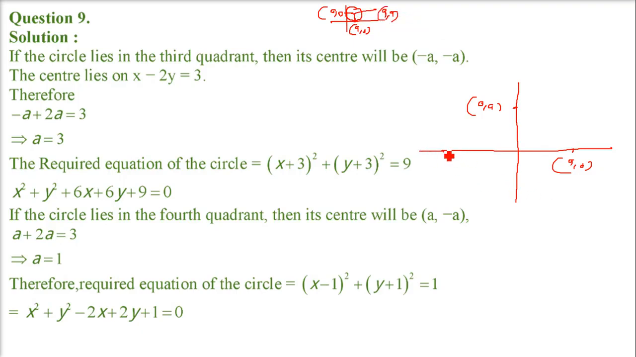Now this point would be (minus a, 0), and similarly on the y-axis the same point on the other side will be (0, minus a). So what will be the center of the circle touching these axes? It will be (a, a). Similarly on the opposite side it will be (minus a, minus a), and the others will be (minus a, a) and (a, minus a). Let us take all these scenarios and try to find the equation here.